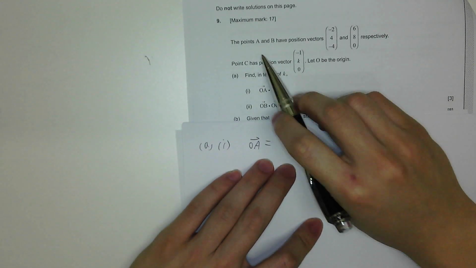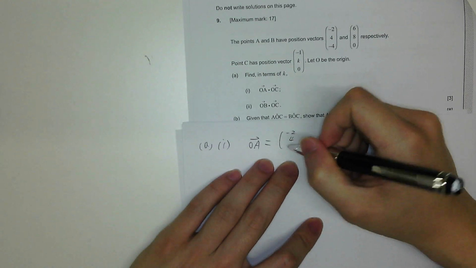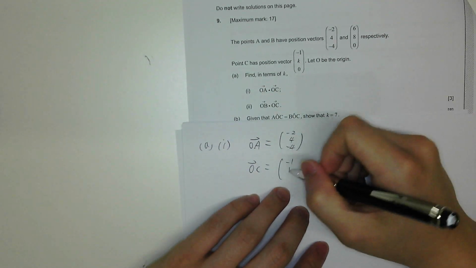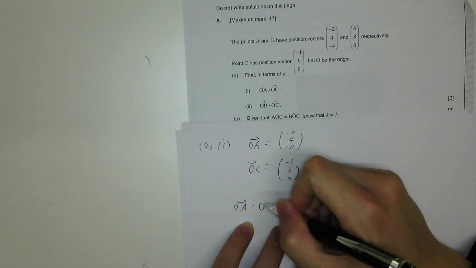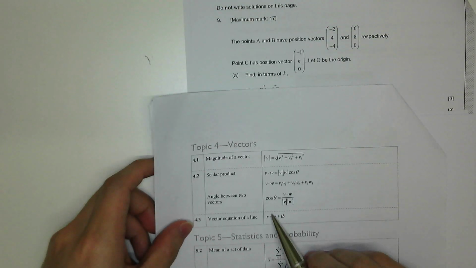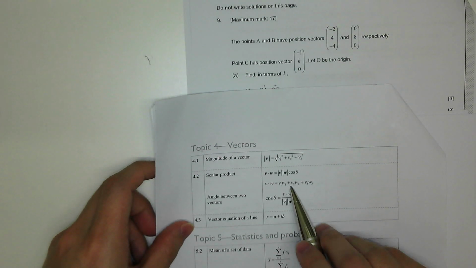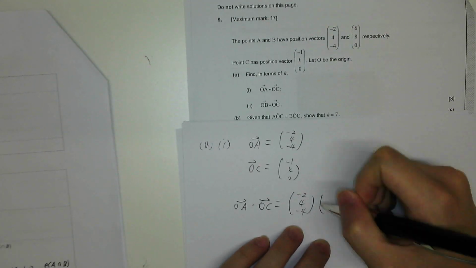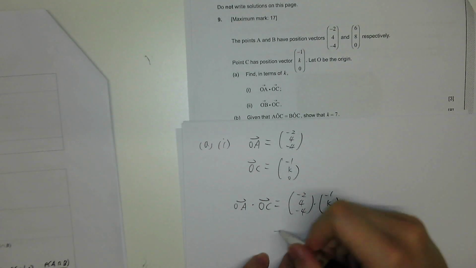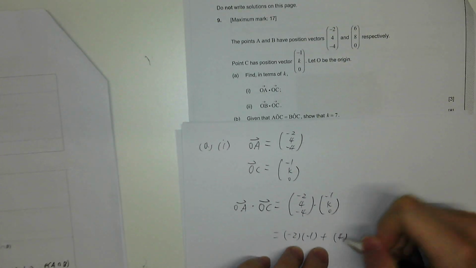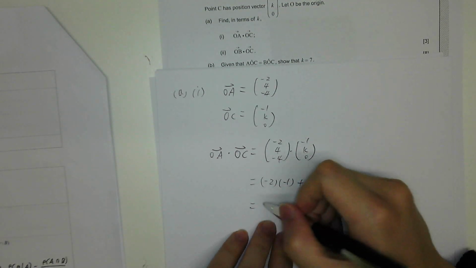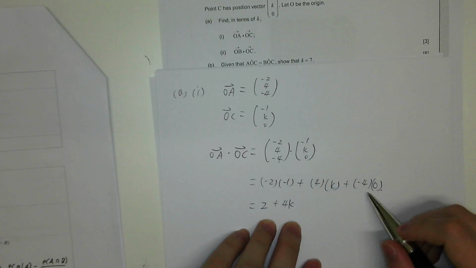OA is just the point A, -2, 4, -4. OC is just point C, this vector, -1, k, 0. So we're going to find the dot product between these two vectors. For the dot product, we can look at the formula below, Topic 4 vector. The dot product v dot w is v1 w1 plus v2 w2 plus v3 w3. So basically it's x times x plus y times y, 4 times k, plus z times z. So it's 2 plus 4k, and this one is 0.